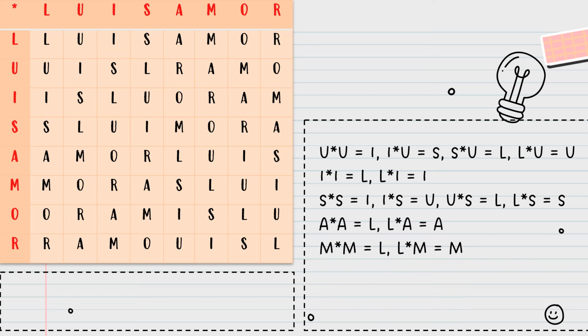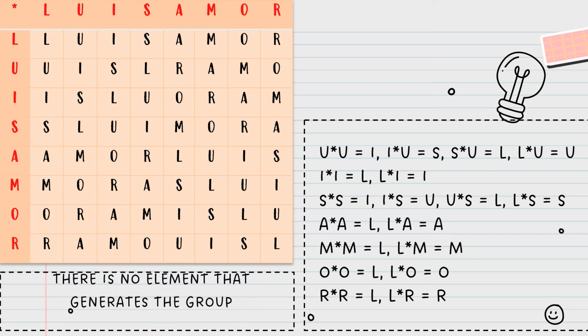Next, A star A equals L and L star A equals A. M star M equals L and L star M equals M. O star O equals L and L star O equals O. And R star R equals L and L star R equals R. Therefore, the generators for each group are A, M, O, and R consecutively. So this shows that there is no generator for the group containing the elements L, U, I, S, A, M, O, and R. Therefore, the group is not cyclic.